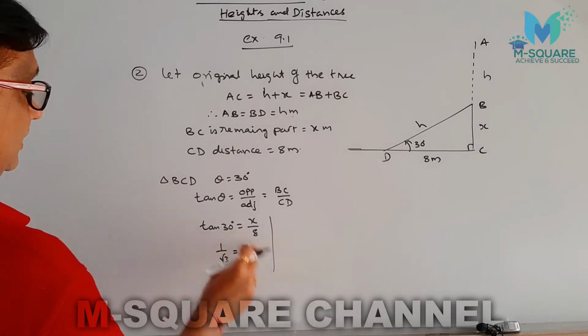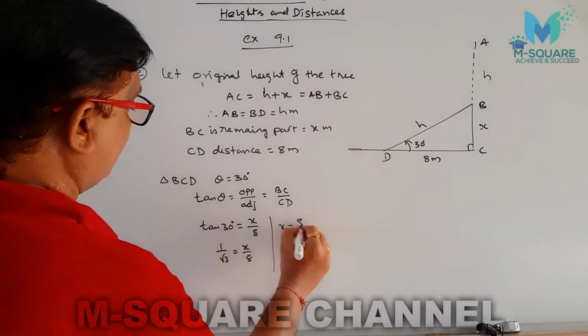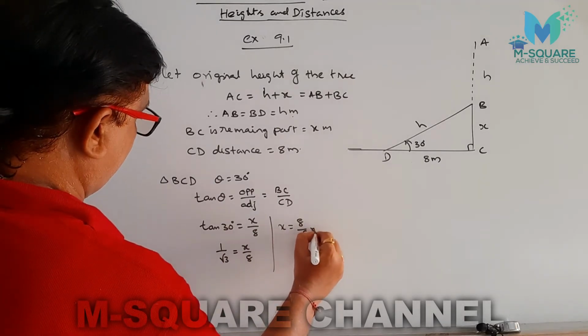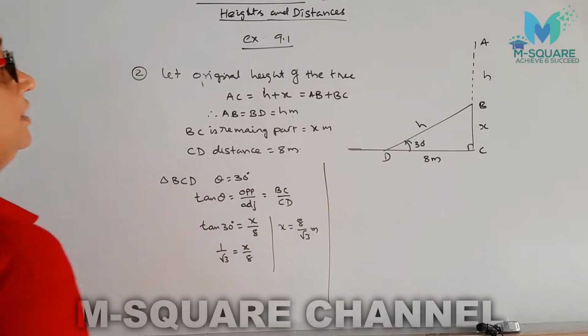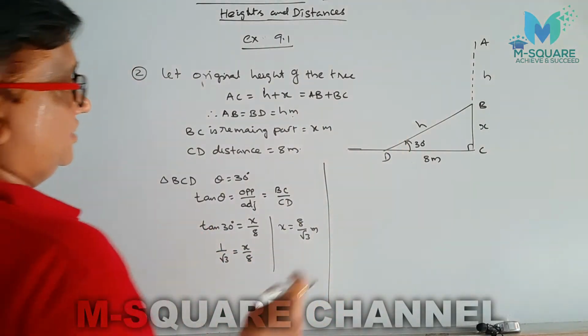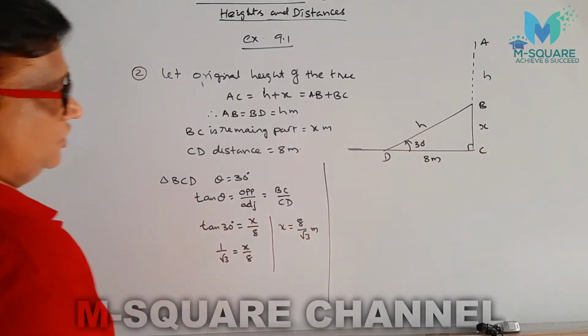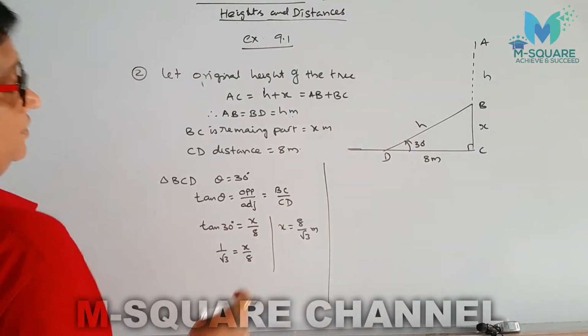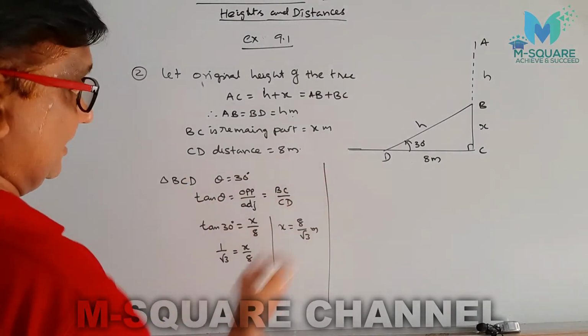Now I am going to extract the x value. 8 goes to the other side, so x is 8 by root 3 meters. Now I want the h value. Here CD is h, and since we already know x, we use opposite by hypotenuse to get the h value.